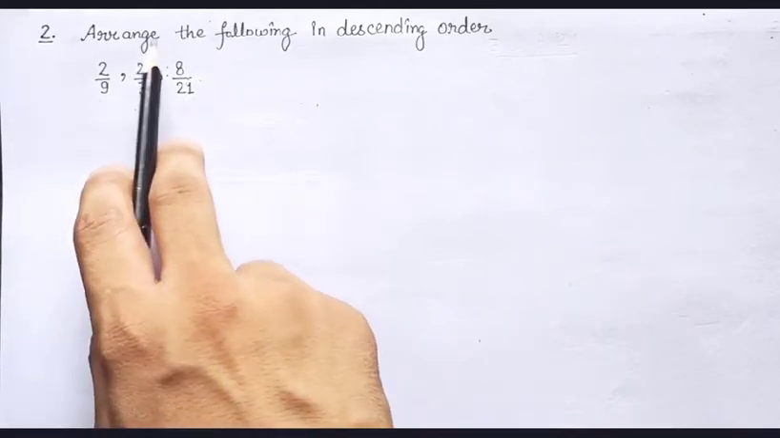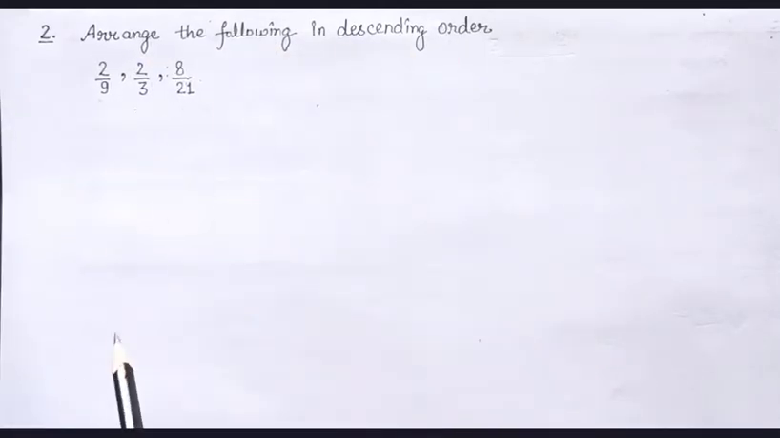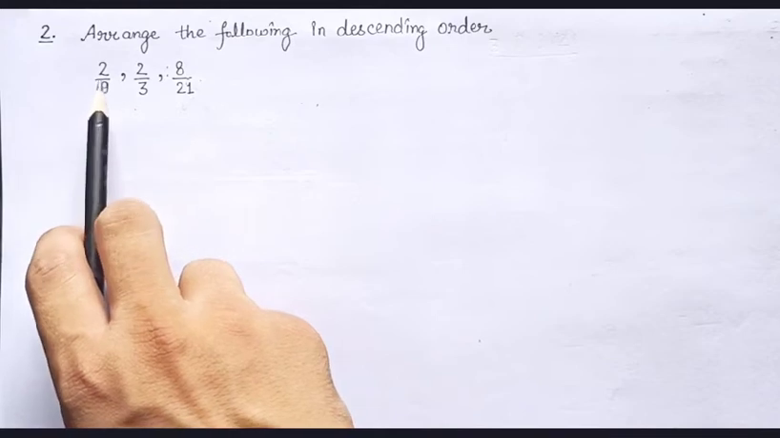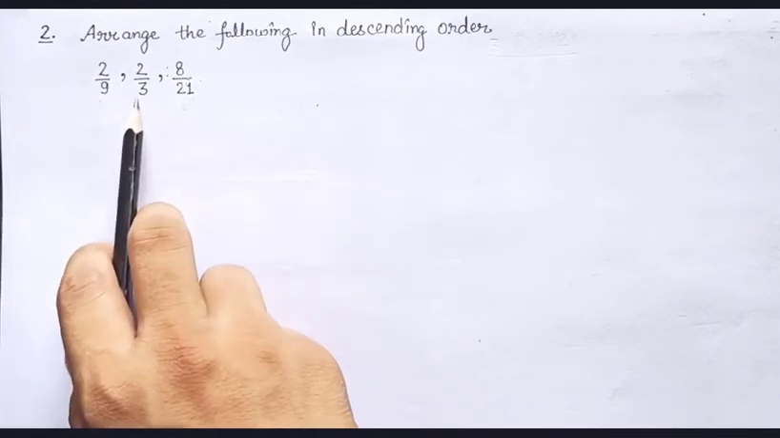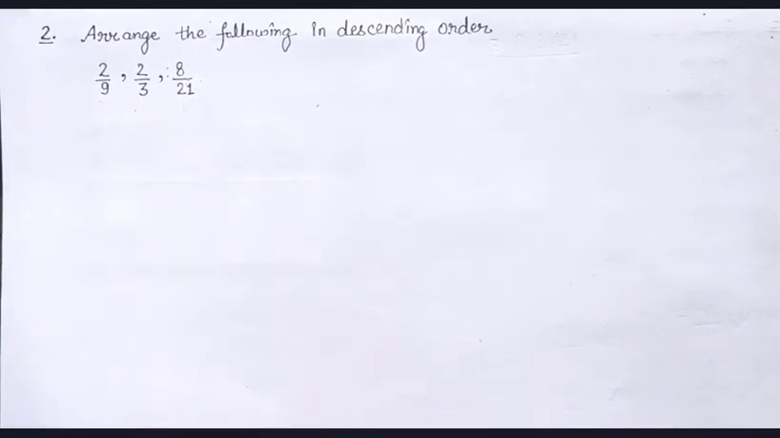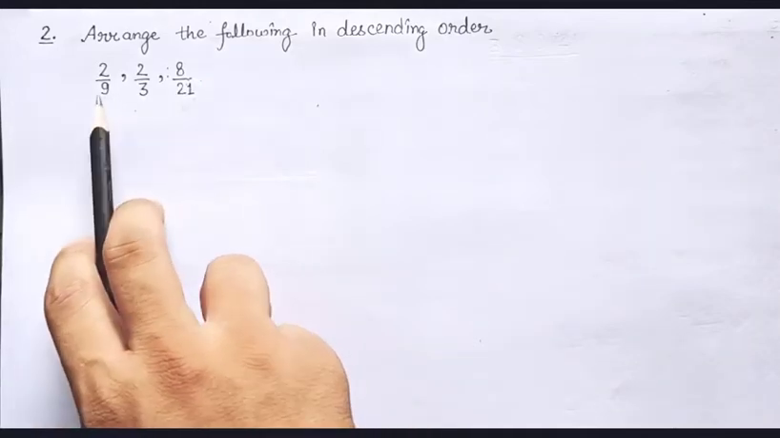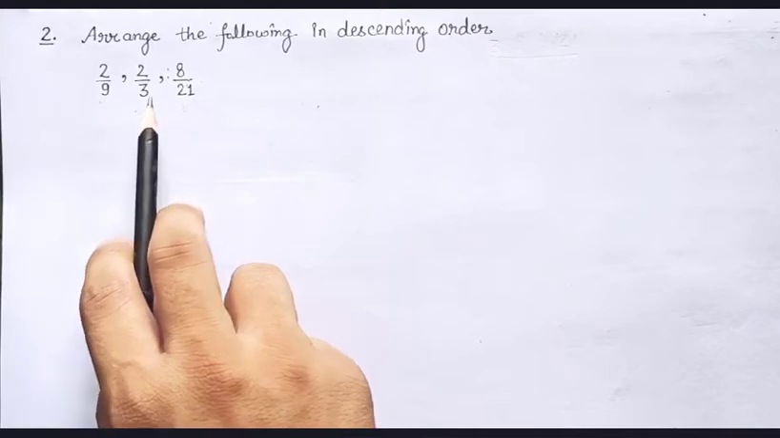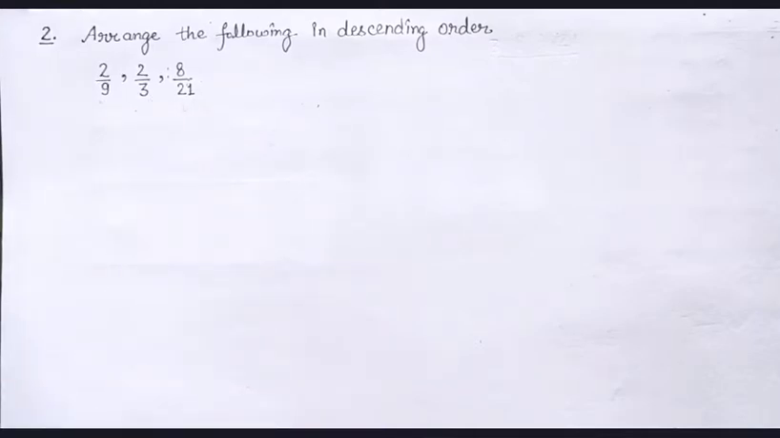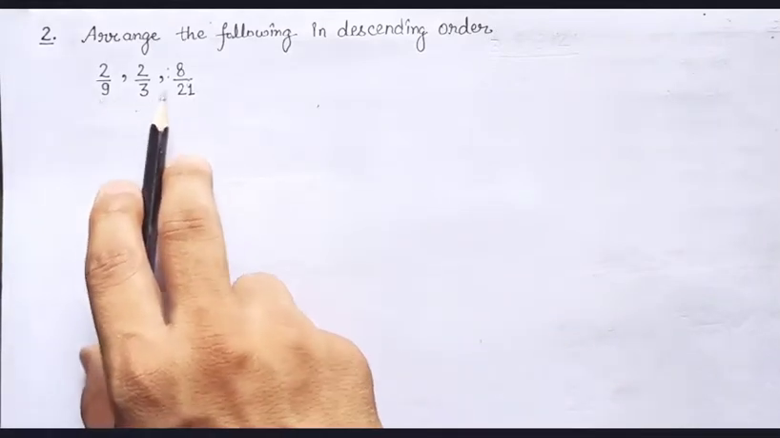Our next question is, arrange the following in descending order. We are given three fractions: 2/9, 2/3, and 8/21. You can see the given fractions are unlike fractions because their denominators are different: 9, 3, and 21. In order to arrange them in descending order, first we have to convert these fractions into like fractions. And to do that, we have to take the LCM of the denominators.